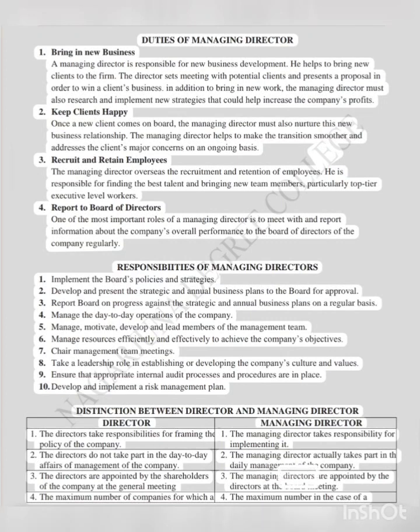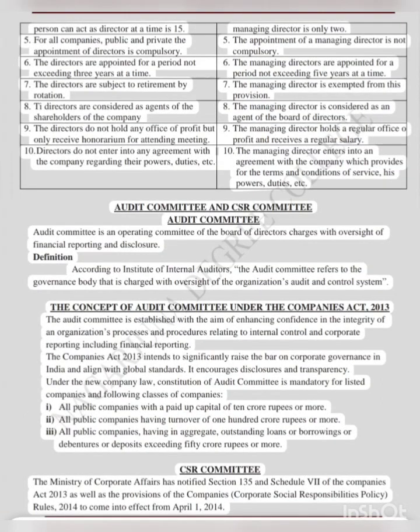3. The managing directors are appointed by the directors at the board meeting. 4. The maximum number of companies for which a person can act as director at a time is 15. The maximum number in the case of a managing director is only 2. 5. For all companies, public and private, the appointment of directors is compulsory. 5. The appointment of a managing director is not compulsory.